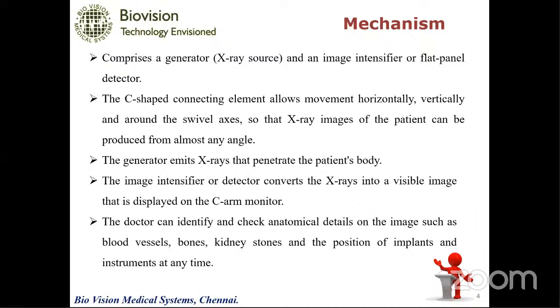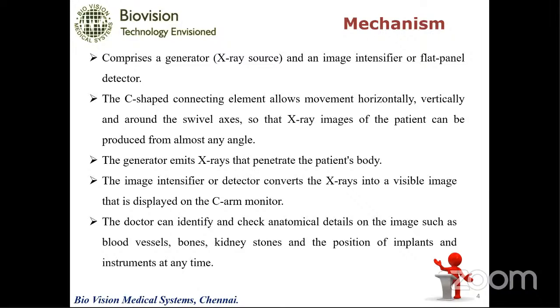The C-shaped connecting element allows movement horizontally and vertically around the swivel. We will be seeing the degrees of freedom, how far you can rotate and what are the angles at which you can take images. By seeing that, you will really be able to appreciate the innovation of the C-arm. We will be seeing that also later. So you see a connecting element which can be used to move the X-ray source and detector in parallel. They are oppositely placed, so that whenever you move the source, you don't have to reposition the detector.